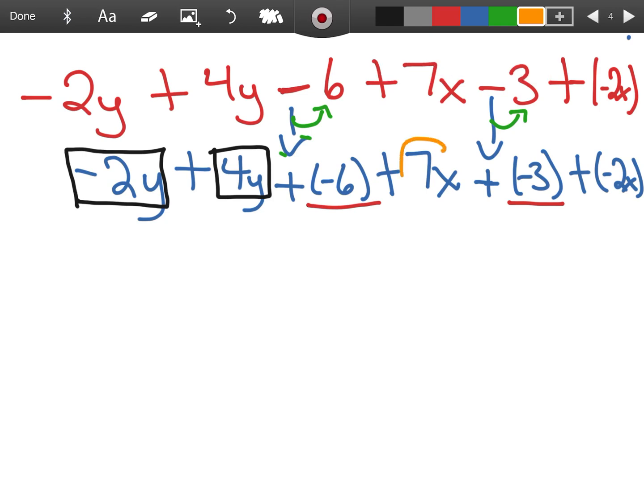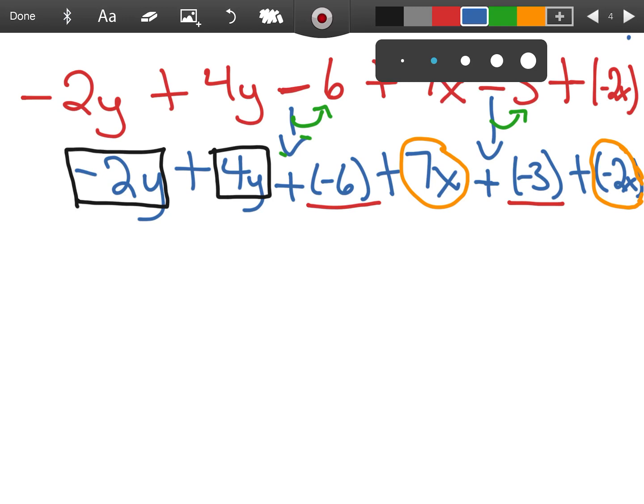Then I have a 7, and I'm going to circle it. A 7x. I'm going to look to see if there's anything else that's alike with 7x. Do I have any more x's? Well, here I have a negative 2x, so that means that this is alike. So if you notice, I boxed my y's, I underlined my numbers without variables, and I circled my x's, so that way I know my boxes go together, my underlines go together, and my circles go together. Now I can go ahead and combine like terms.